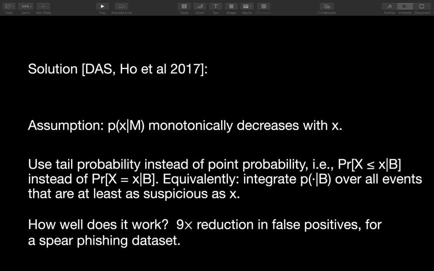If you do this technique on our data set, we're looking at detecting spear phishing attacks, which are very rare. We found something like a 9-fold reduction in false positives compared to other methods for anomaly detection that don't have any notion of what malicious data looks like. So this simple assumption got you a big improvement.